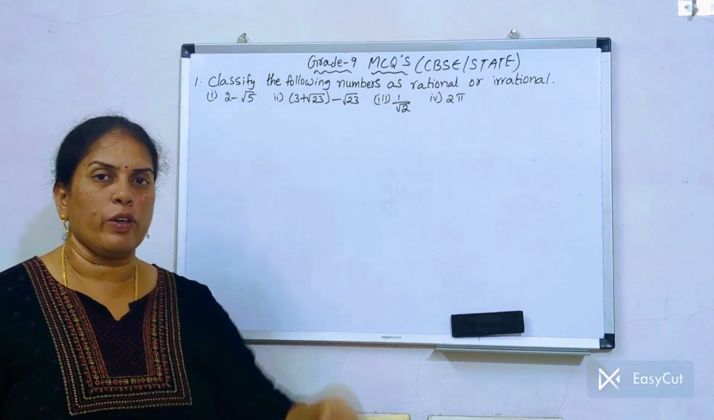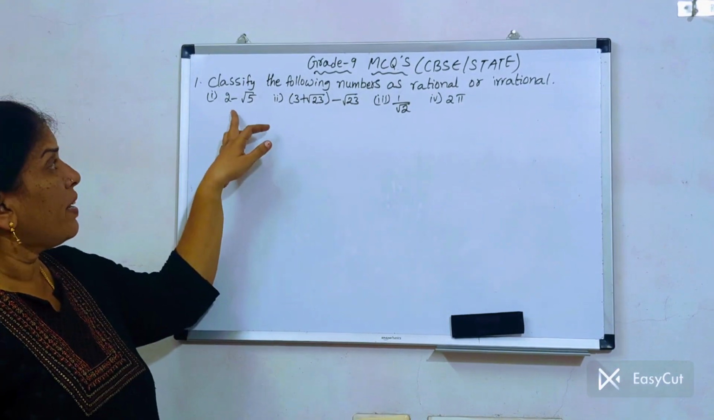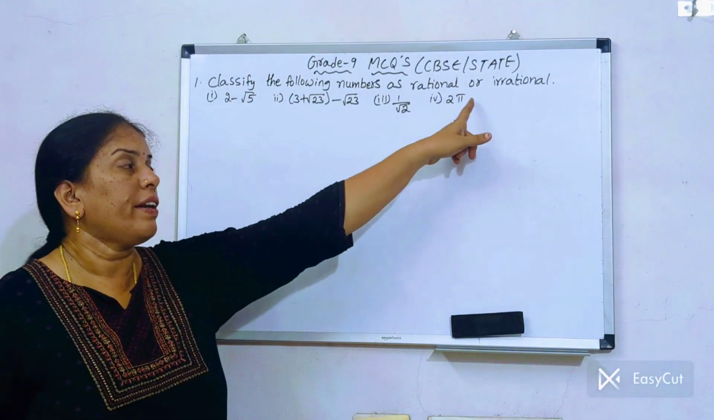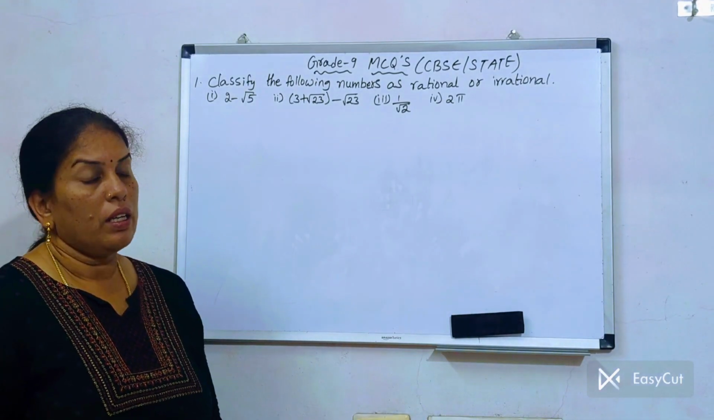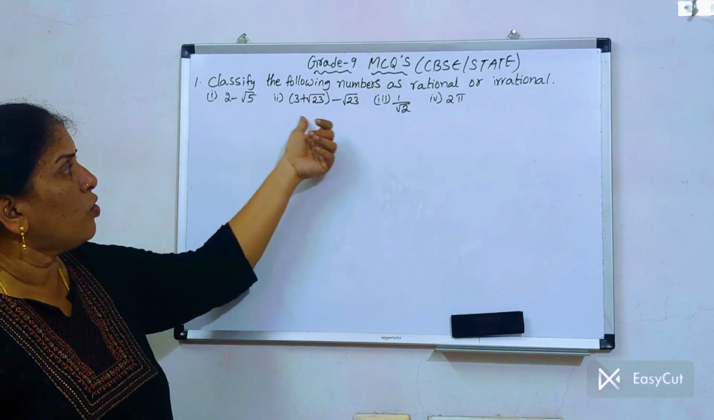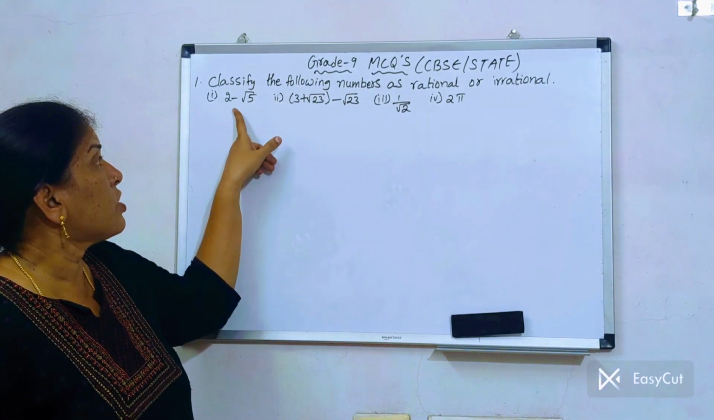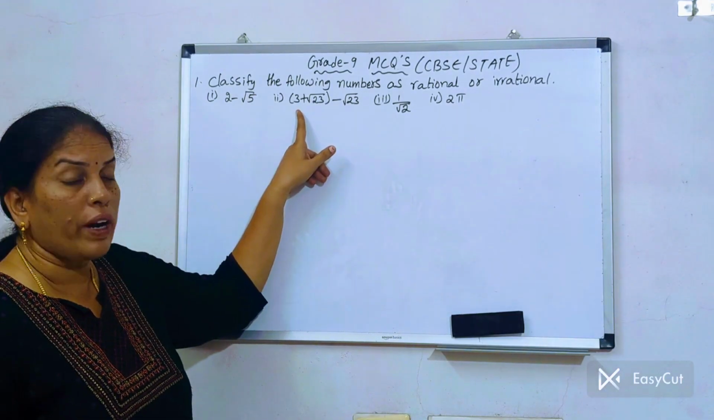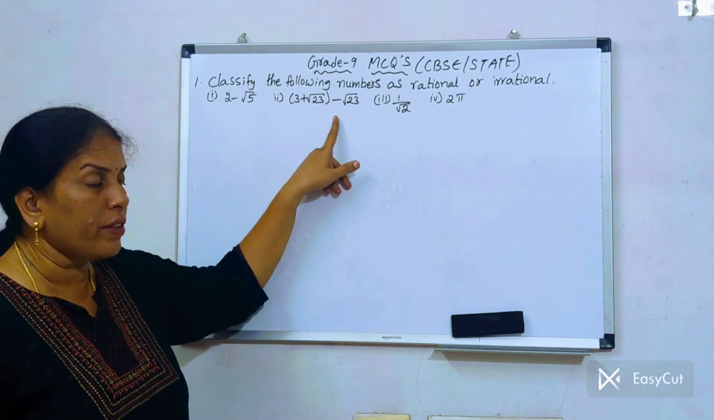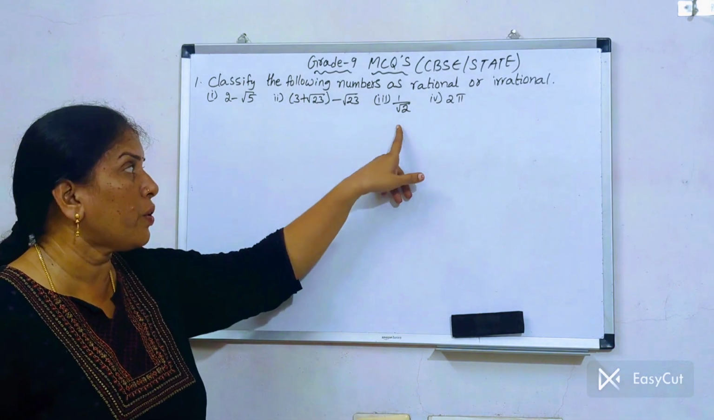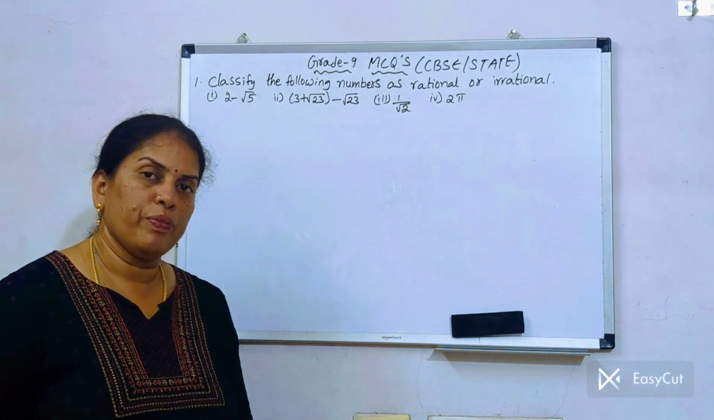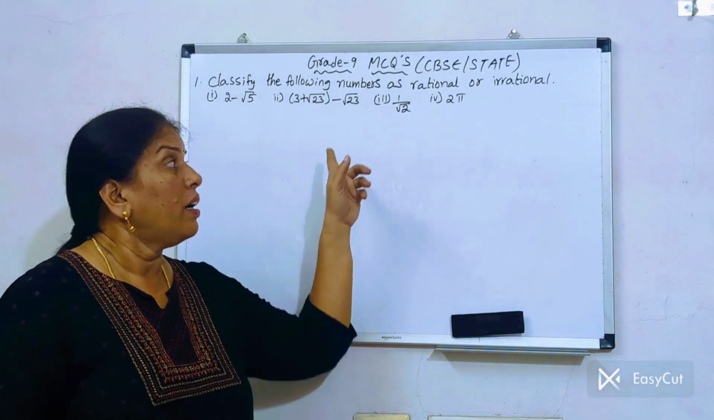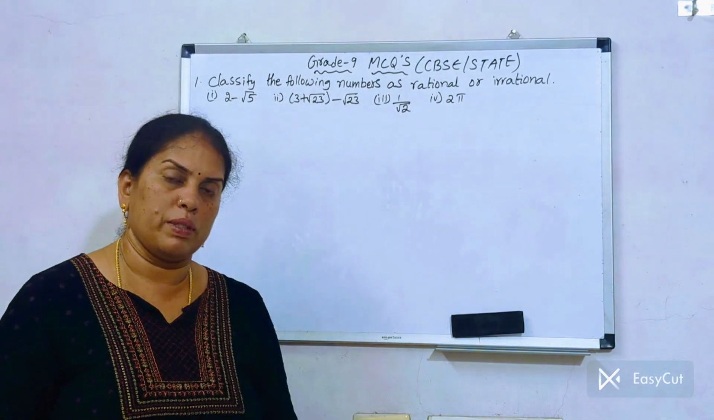These are MCQs. First one is: classify the following numbers as rational or irrational numbers. They have given you 4 questions here. One is 2 minus root 5, another one is 3 plus root 23, minus root 23, third one is 1 by root 2, fourth one is 2 pi. These are the given questions. We must tell whether these are rational numbers or irrational numbers.